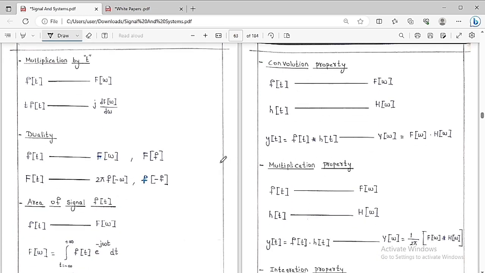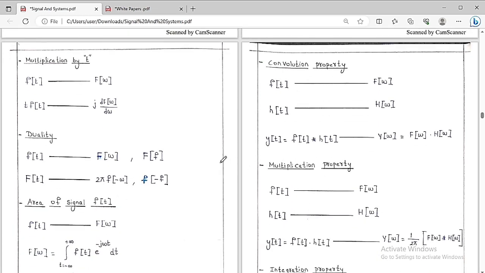So now the next property is multiplication. It is a multiplication property. So multiplication by t we are going to discuss. What happens in the time domain if you multiply by t, then what happens in the Fourier transform, that we are going to study. For f of t, if the Fourier transform is F of omega, then t into f of t has the Fourier transform j into dF of omega by d omega. So this one you have to remember.